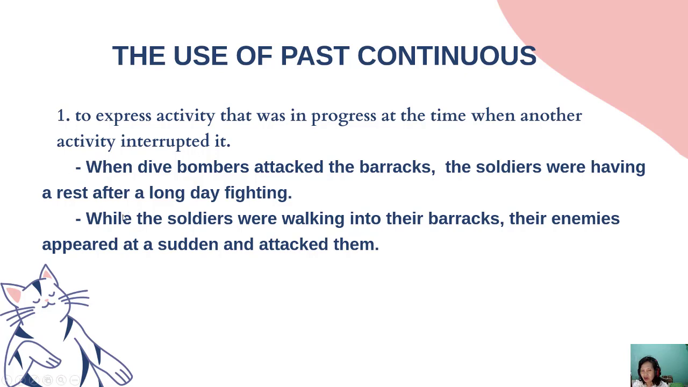Why is this "when" and this "while"? Don't be confused. The action that came in the middle, or the activity that interrupted the other ongoing action, should be in simple past. And the ongoing activity must be in past continuous. So they are the same actually, but I use "when" here to show the activity that interrupted, and then "while" to show that it was in progress. Okay, I hope that you are not confused with that.